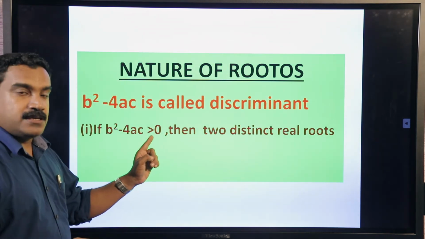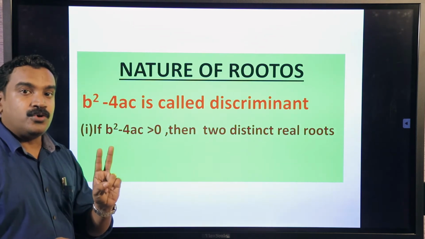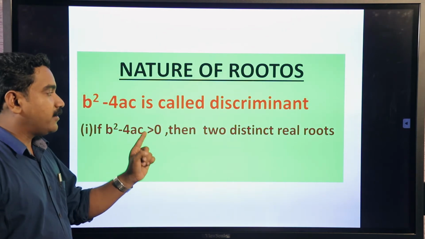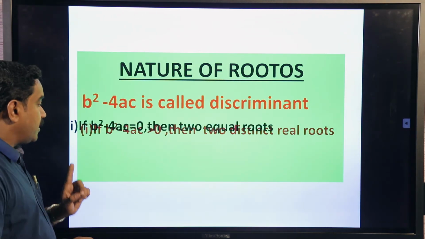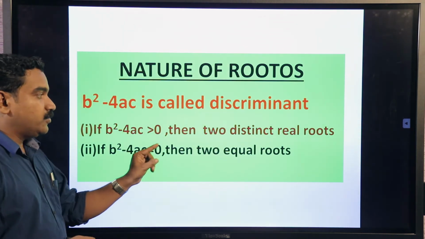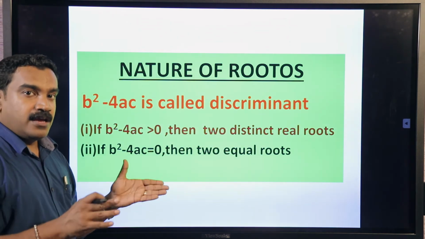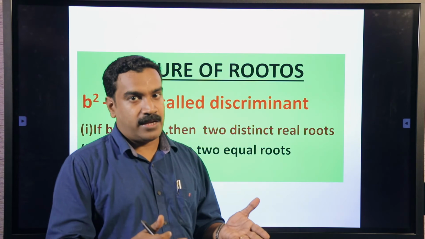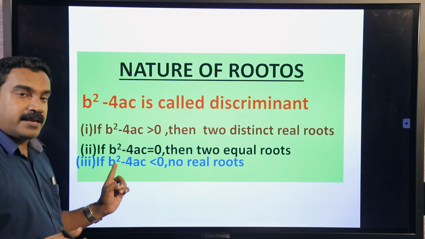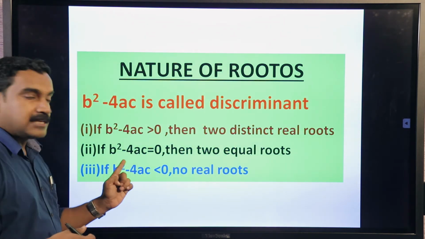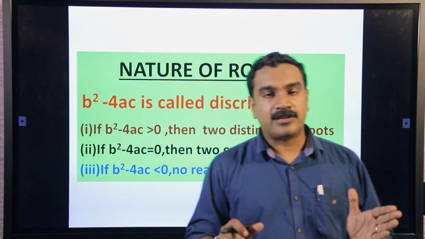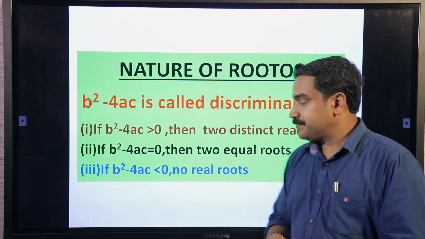If b square minus 4ac is greater than 0, its value is a positive number, then you will get two different roots. If b square minus 4ac equals 0, that is, the discriminant equals 0, then you will get two equal roots. If you got 2 as a root, you will get one more 2 as the same root. If the discriminant is less than 0, there is no real root. This b square minus 4ac is known as the discriminant, and we denote it with the capital letter D.